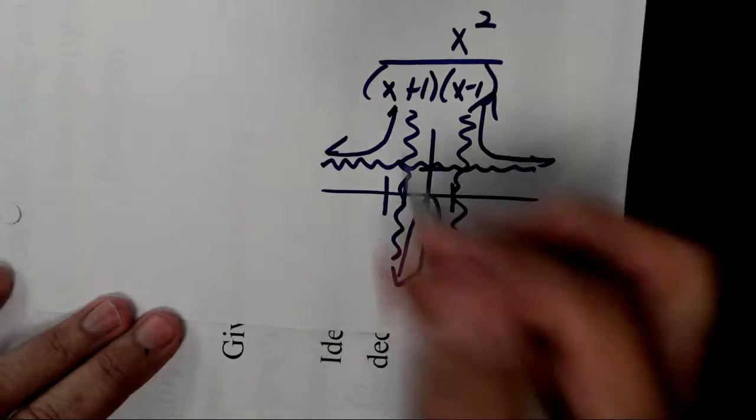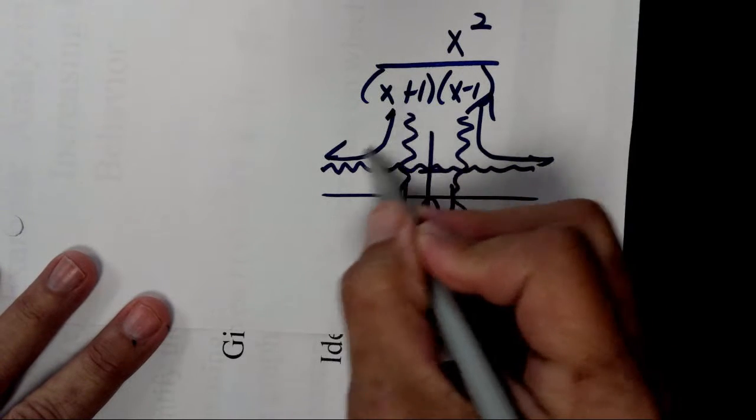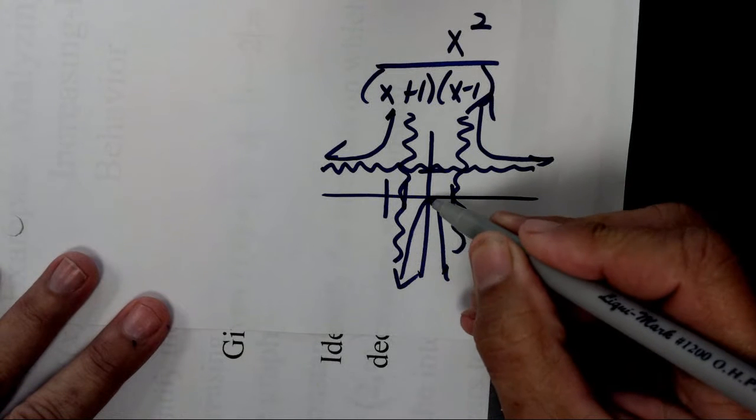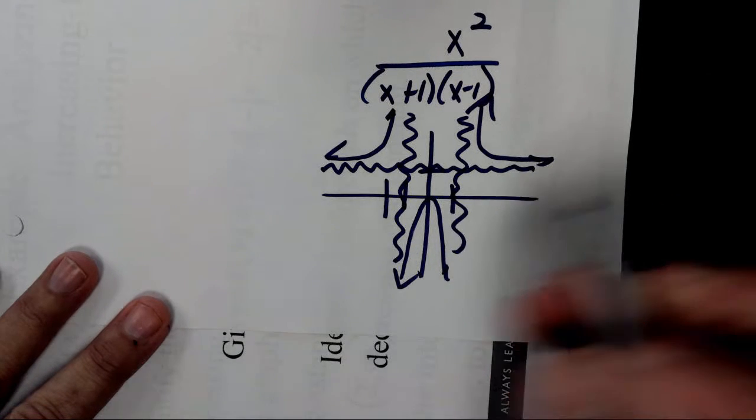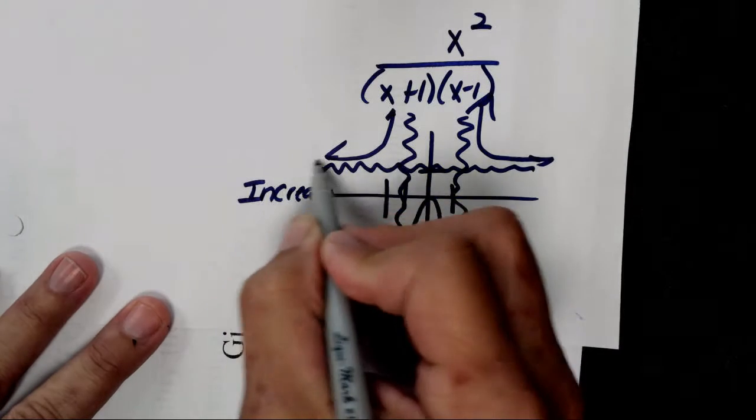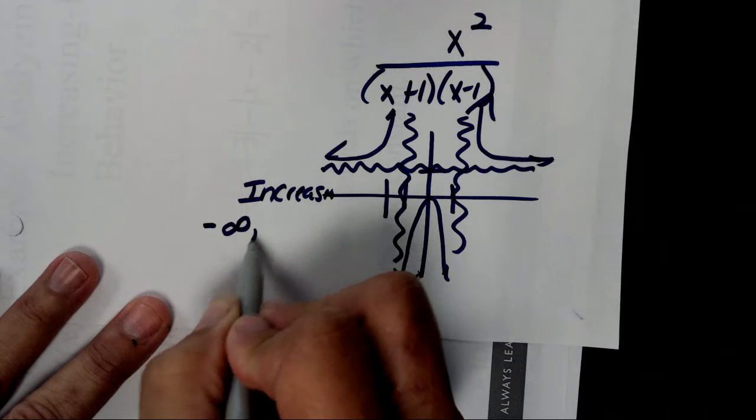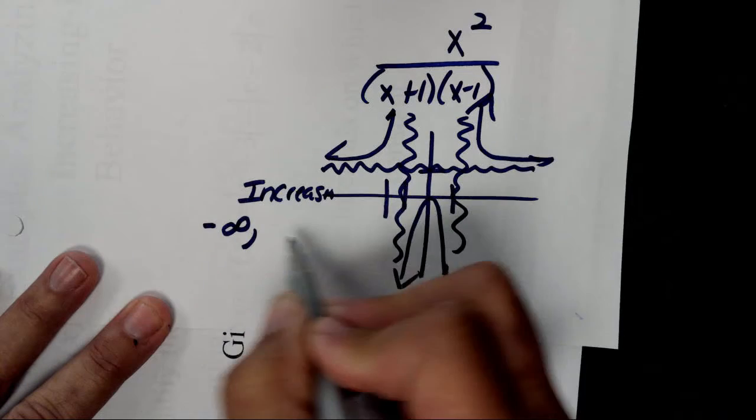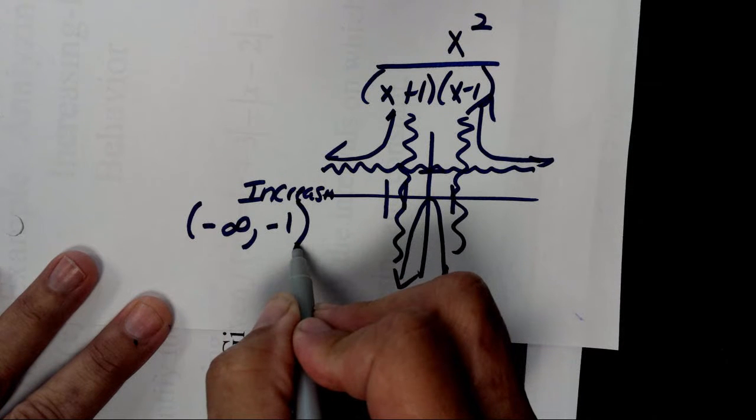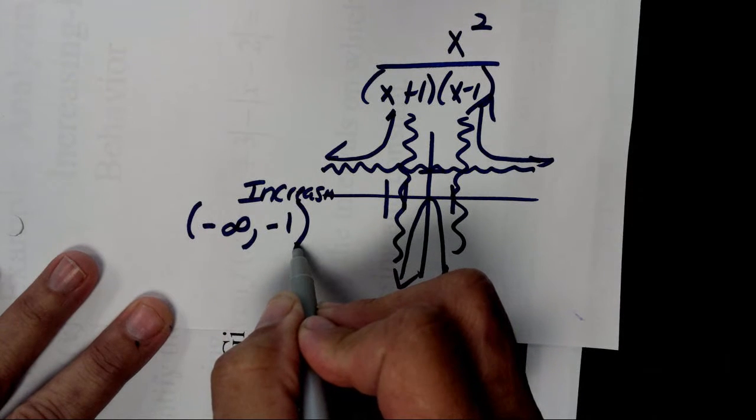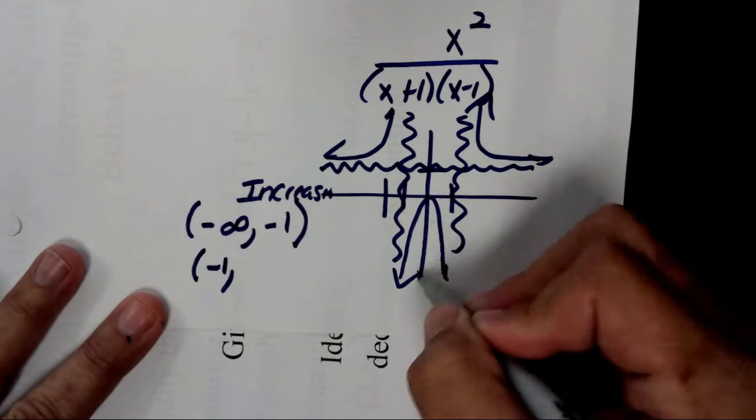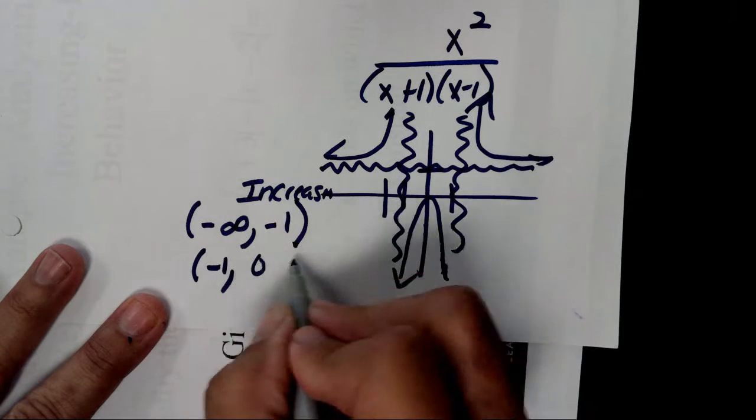So, this piece is increasing, this piece is decreasing, and here I have increasing and decreasing. So I am increasing from what? Negative infinity to negative 1, bracket or parenthesis? Parenthesis, because it doesn't include that negative 1 because it's an asymptote, correct? Then I am increasing from negative 1 to 0. Can I include the 0?